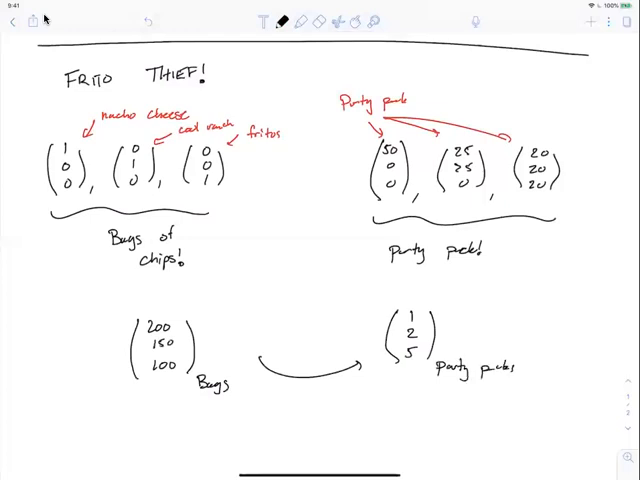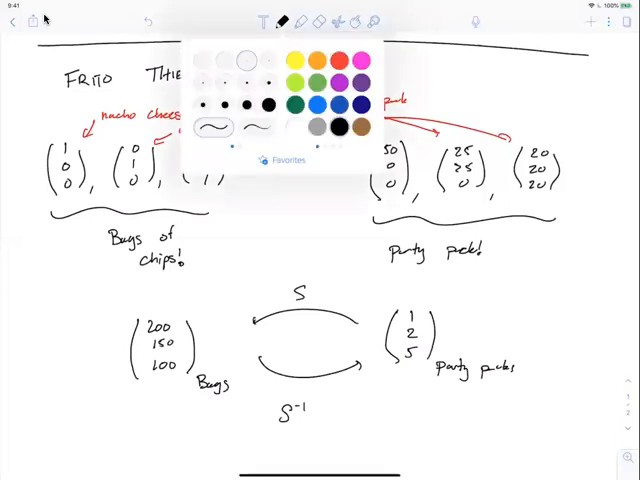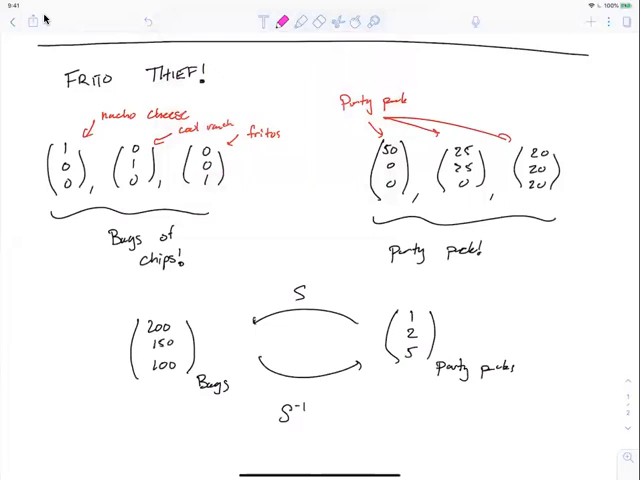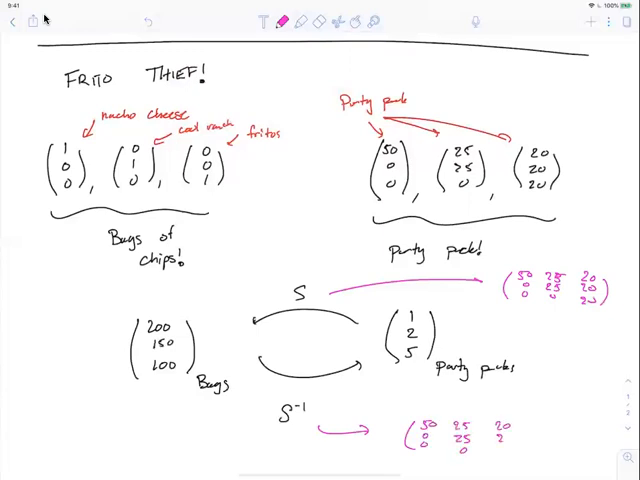And of course, how do I do that so quickly? Well, in this case, we're going to use S and S inverse to translate between the two. S is just the amalgamated matrix. That's just 50, 0, 0, 25, 25, 0, and 20, 20, 20. And S inverse is just that inverse. So you can translate between these two quantities very easily.